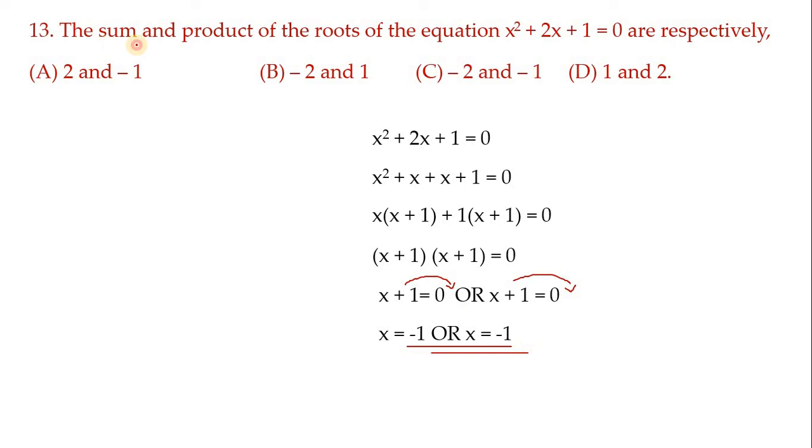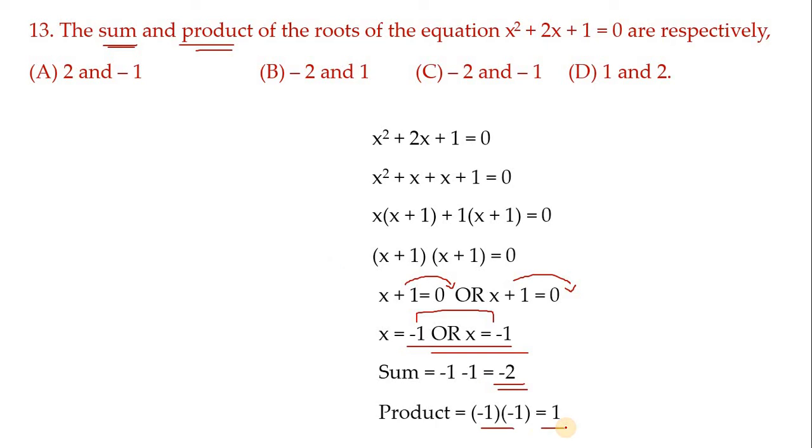Now we have to find the sum of these. Add these two, minus 1 and minus 1. So we get minus 2. And the product also we have to find. So multiply minus 1 and minus 1, we get plus 1. So the answer is minus 2 and 1. So that is option B. Move on to the next one.